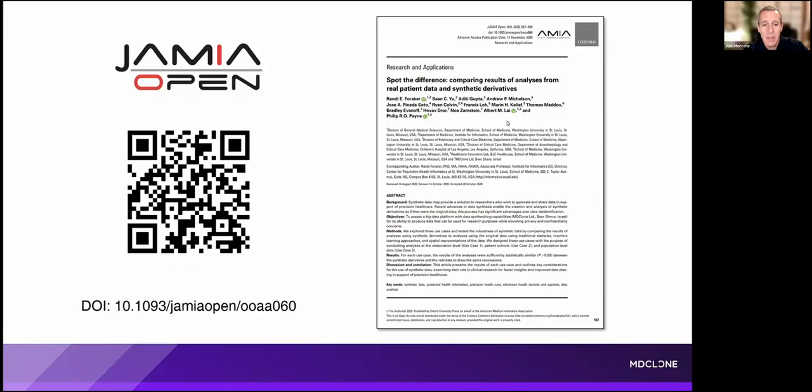Let me just also put up a couple of resources that you can seek. This is the paper that I mentioned earlier from Dr. Foraker and her group. It's called Spot the Difference. It was in JAMIA Open in the end of 2020. It gives a wonderful, very understandable overview, not only of synthetic data, but also of 3 clinical use cases for synthetic data. I highly recommend this paper to you.